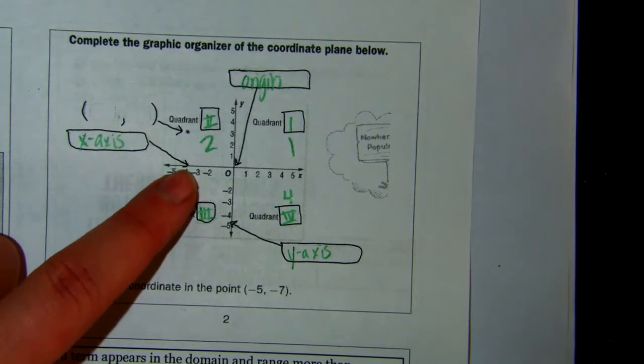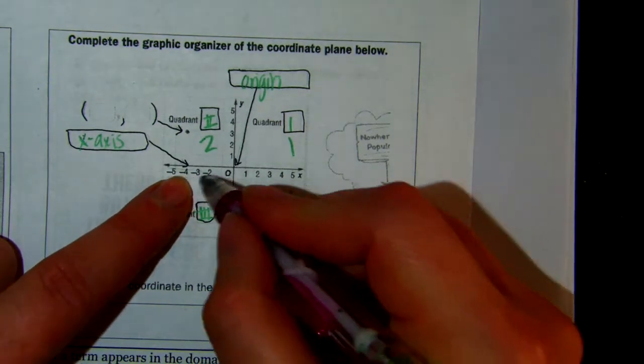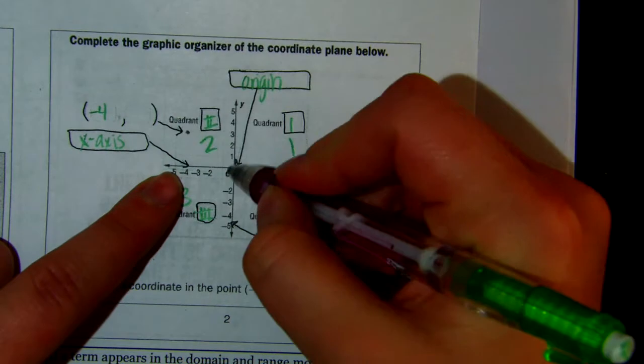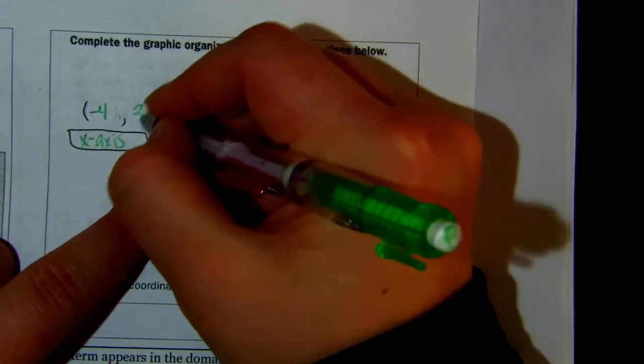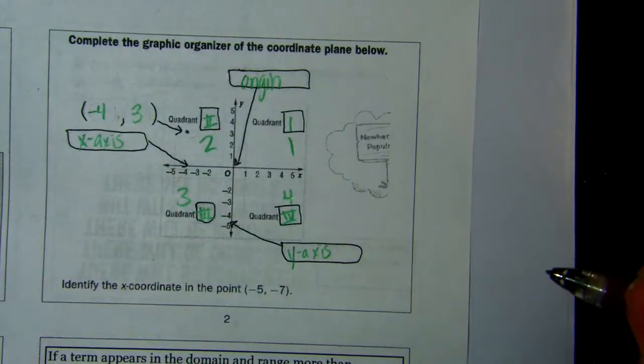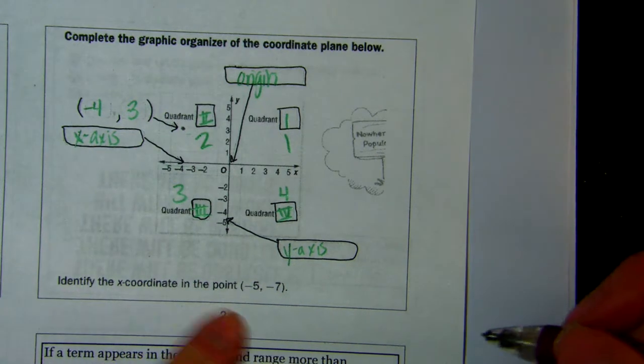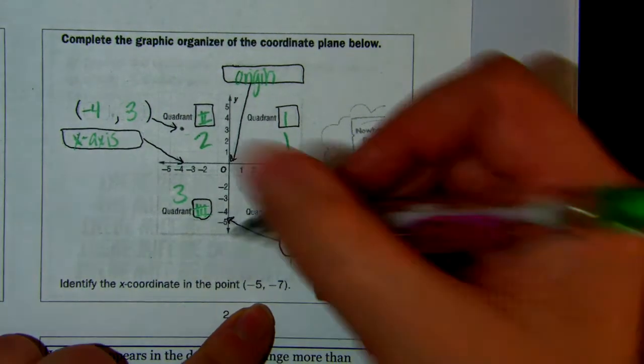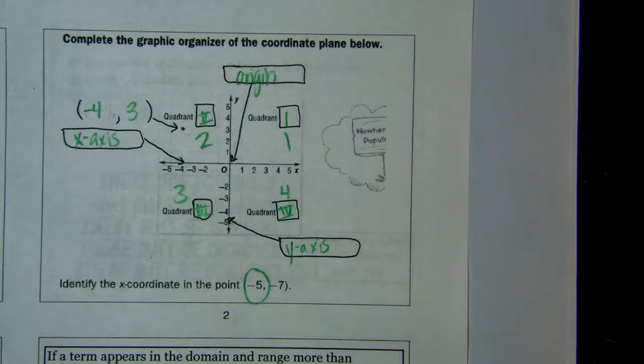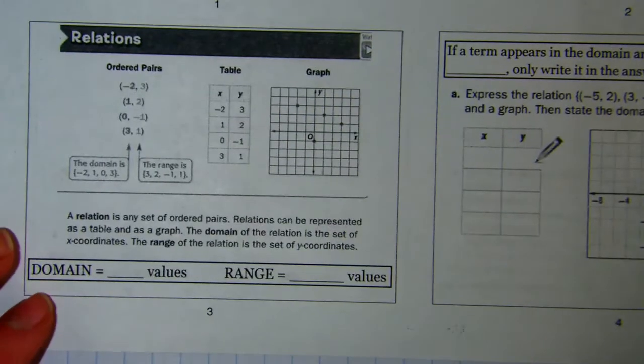And then this one is asking you, what is this ordered pair? X first, -4, and then y, 3. Anything else? No. It says identify the x coordinate in the point -5, -7. X comes before y, x, y, z, so -5. Quite a few vocab words here.